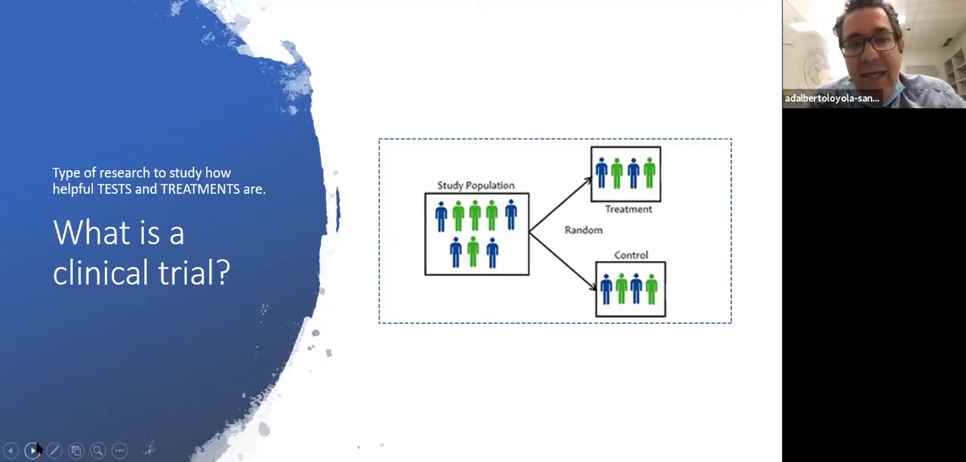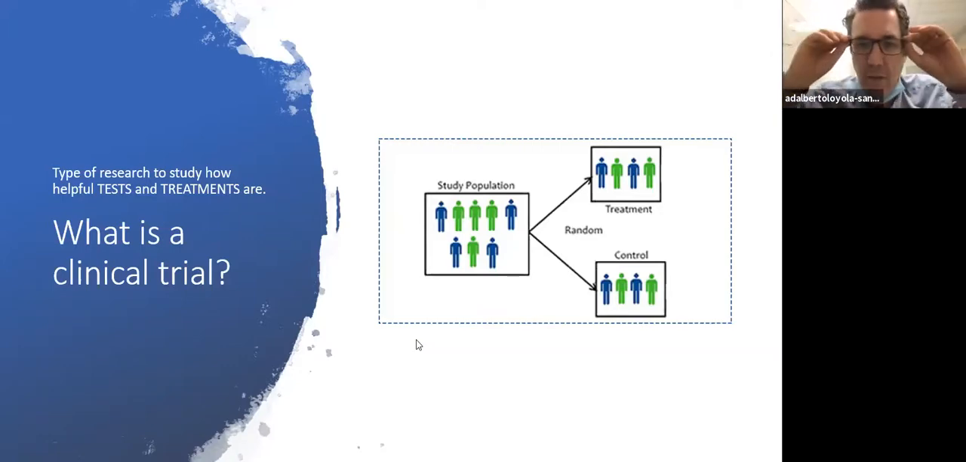The specific goal of clinical trials is two main things: either to test how helpful an intervention is, or to test how helpful a test or a diagnostic procedure is. Those are the main reasons for using a clinical trial. In other words, I like to explain this as: a clinical trial is the human experiment, right? It's the equivalent of experimenting with humans.